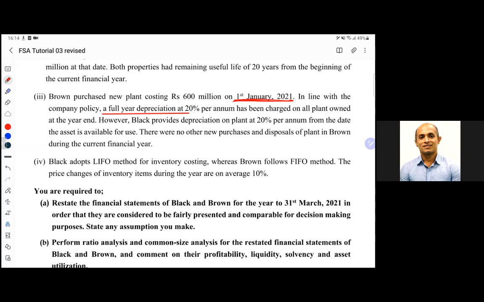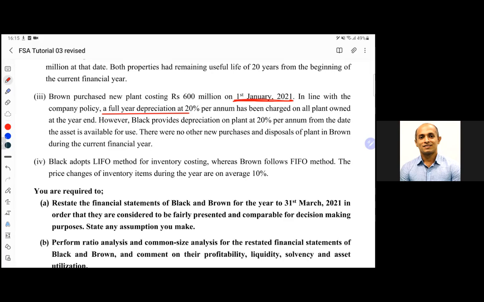You see, the purchase was on 1st January and the financial year ends on 31st March. So the company has used it for only 3 months. But the company's depreciation policy is to charge a full year's depreciation. So the company has actually used this asset for 3 months, but charges full year depreciation. This is not according to IAS 16. Now you see, with this policy, depreciation has been overstated.